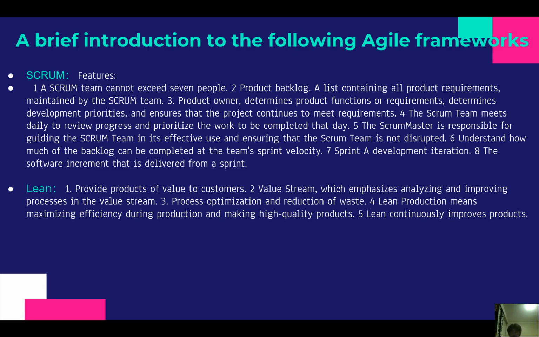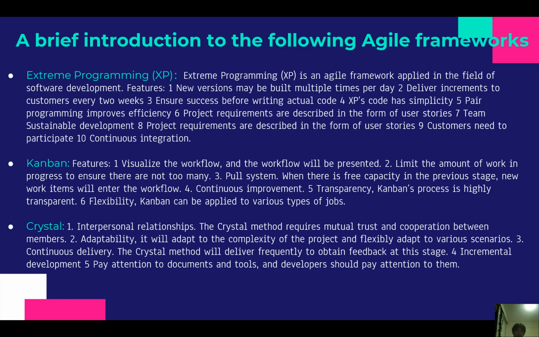Second is value stream, which emphasizes analyzing and improving processes in the value stream. And third is process optimization and reduction of waste. Fourth, lean production means maximizing efficiency during production and making high-quality products. And fifth, lean continuously improves products. And second, extreme programming. Extreme programming is an agile framework applied in the field of software development.